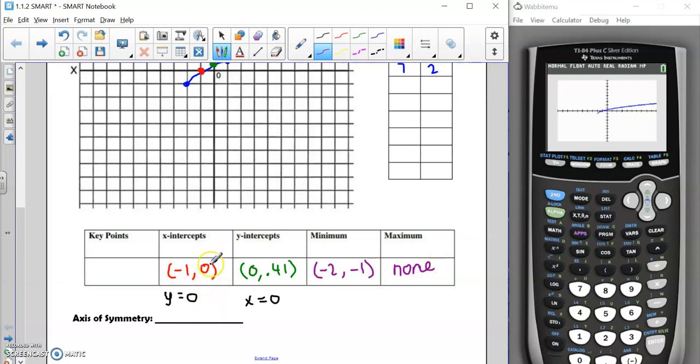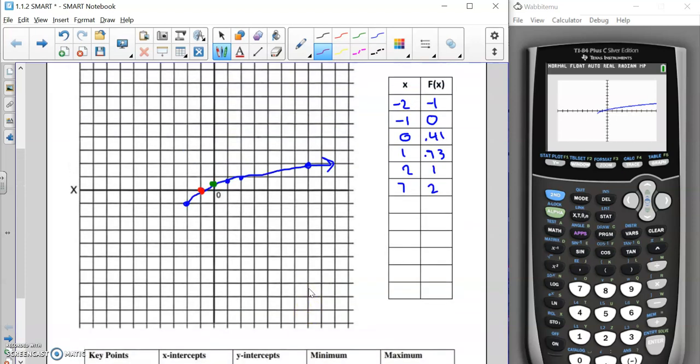And axis of symmetry, we're actually going to talk about more in the next one. There isn't one for this graph, and you will see why very shortly. Okay, and that is all for this function. We're going to go ahead and do another one.